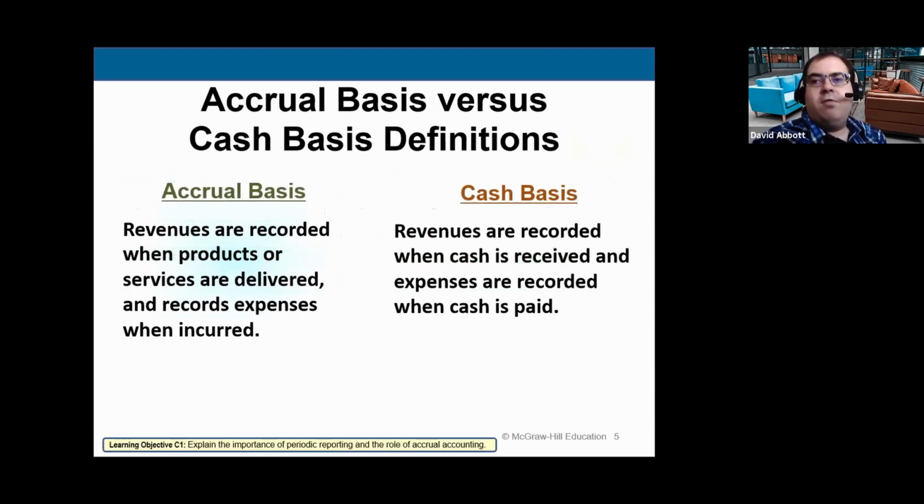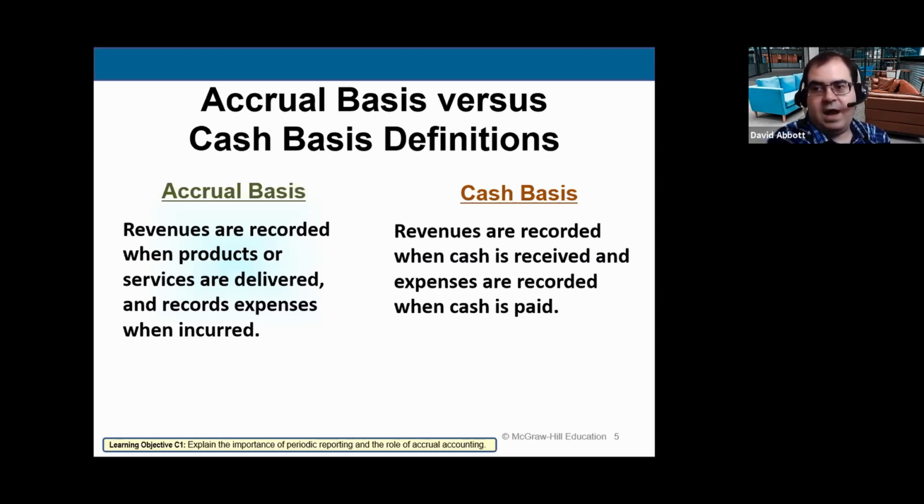So for businesses, you can work on either an accrual basis or a cash basis. A lot of your bigger businesses will work on what's called an accrual basis, where the revenues are recorded when the products or services are delivered, and they record the expense when it is incurred. So again, the college works on an accrual basis. Save Mart, I'm sure, works on an accrual basis, okay? Because they want to record the revenue when the sales are being done, and they want to record the expenses when they're being incurred.